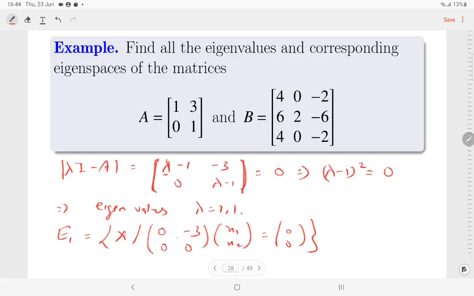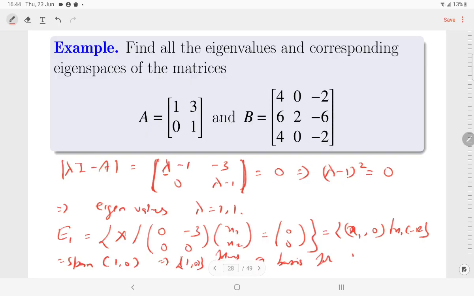If you solve it, the first equation gives you 0 x1 minus 3 x2 is equal to 0. That gives you x2 is equal to 0. It means x is equal to (x1, 0), where x1 belongs to R. So this is the required eigenspace, and you can write it as the span of (1, 0). It's a non-zero vector, hence linearly independent, which implies the set {(1, 0)} forms a basis for E1.